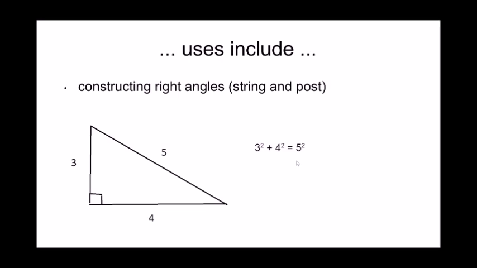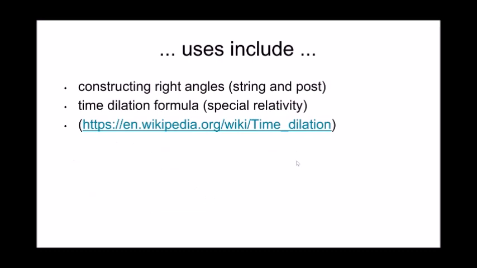It does have modern applications as well, though, because it is also used, and indeed directly used, for the time dilation formula for Einstein's special relativity theorem. If you want to learn about that, there's a Wikipedia link there, and perhaps that might be for another video, but it relies directly on Pythagoras' theorem. So it is a theorem with modern uses as well as old uses.